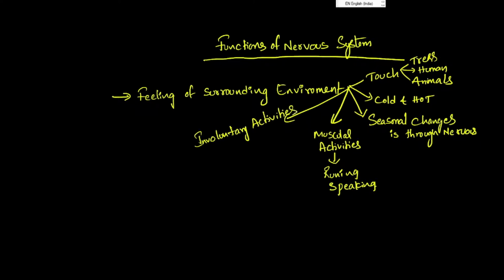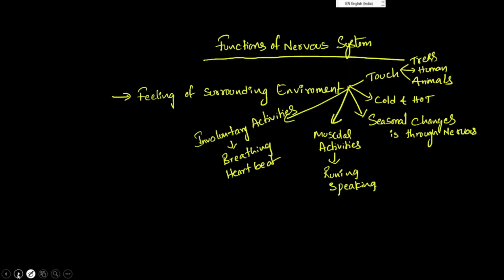Involuntary activities like breathing, heartbeat, etc. are controlled through this nervous system, students. So these are all the functions that come under the functions of the nervous system only, students. Without the nervous system, these kinds of activities are highly impossible.